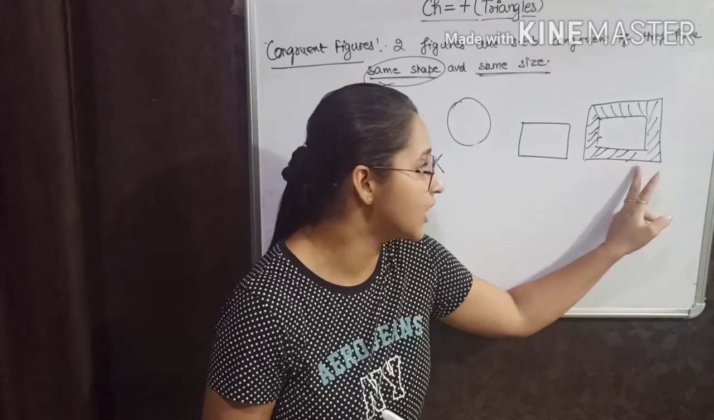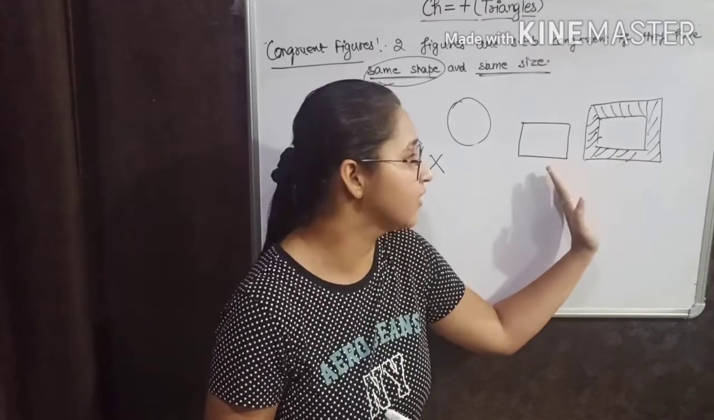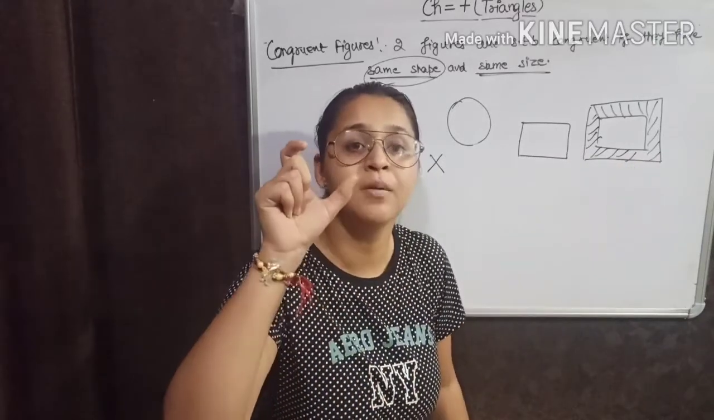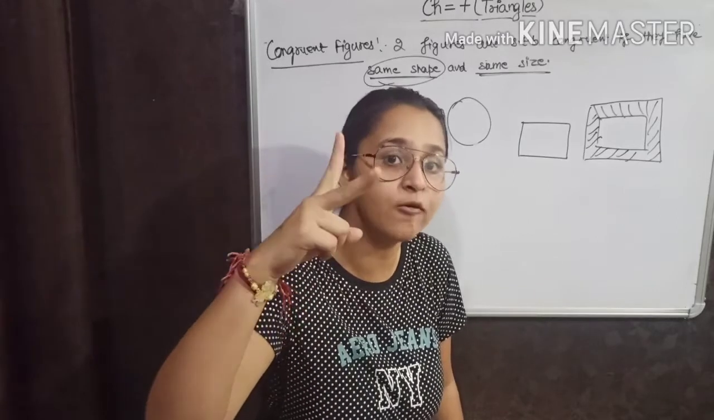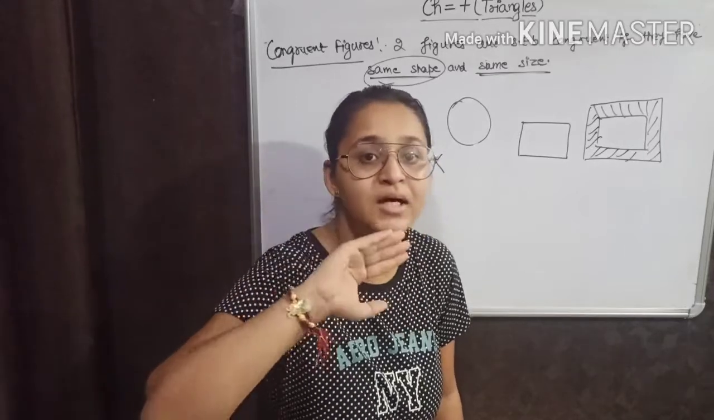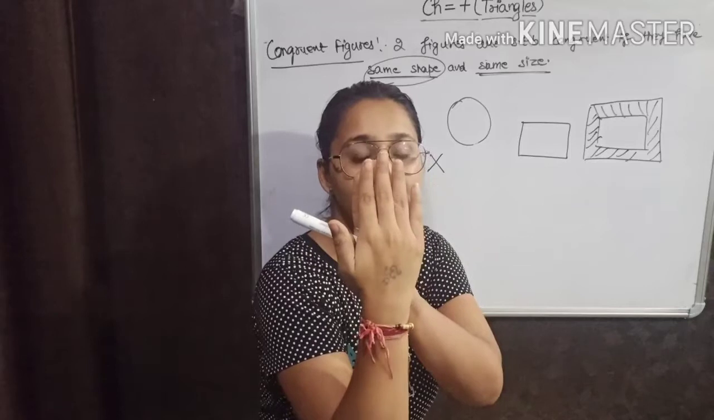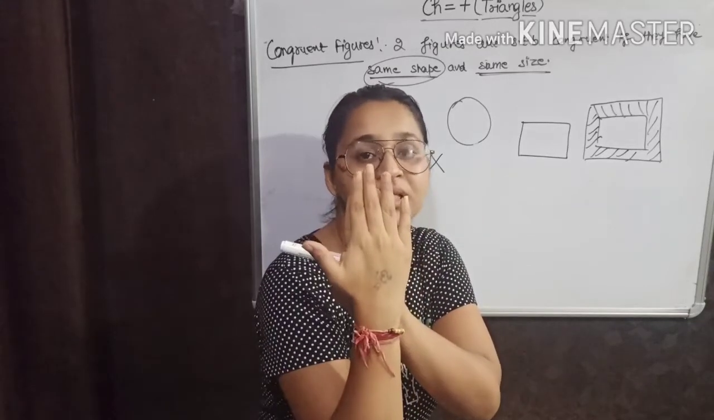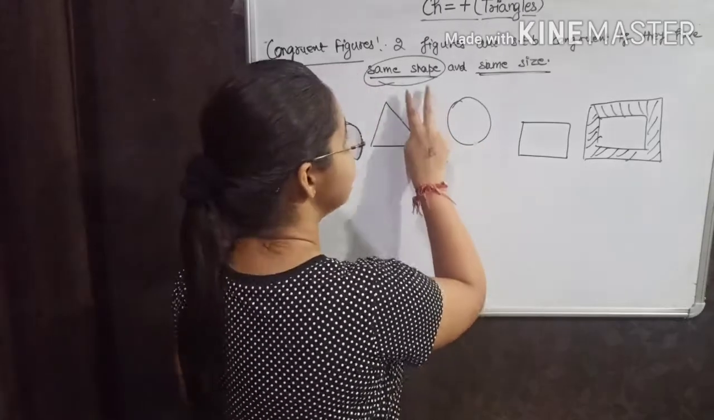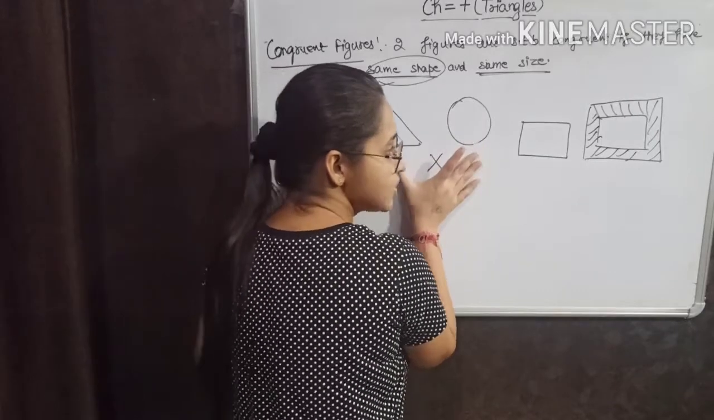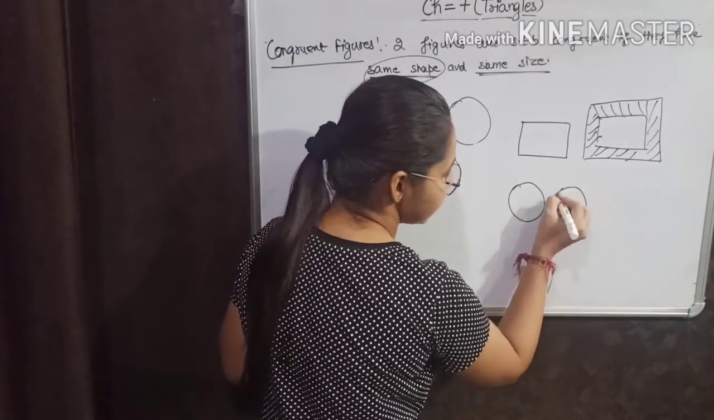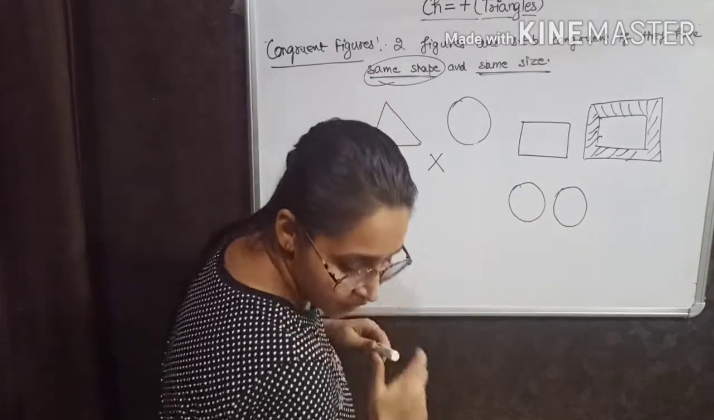But if I put the larger square over the smaller square, it will cover the smaller square. But this will not cover the larger square. It means two figures are congruent if both of them are covering each other completely. If I am putting one over the other, I will not be able to see the second one, or the first one. So I hope you all are clear with same shape. Same shape must be there and same size must be there. If I have this circle, then the second circle must be of this size. Okay, now two points are clear.